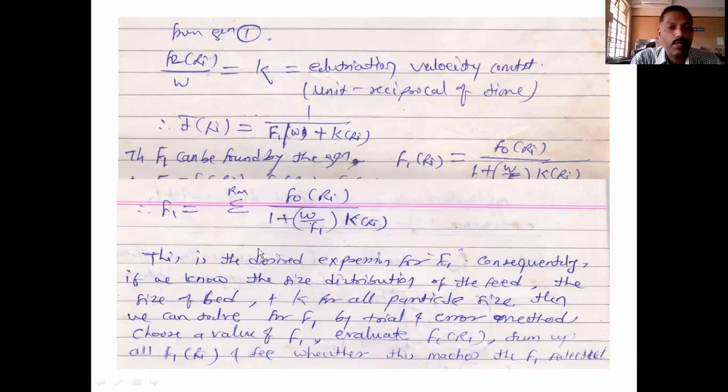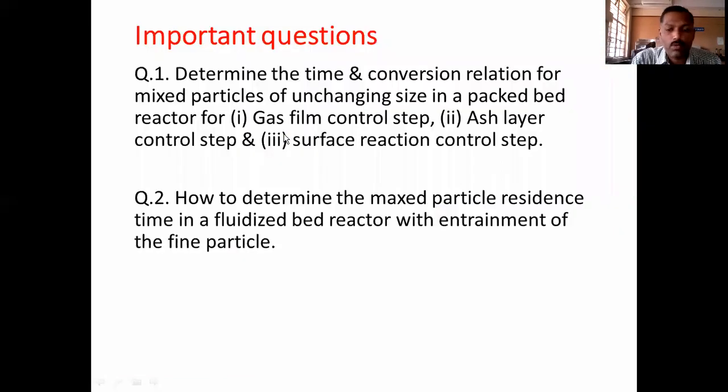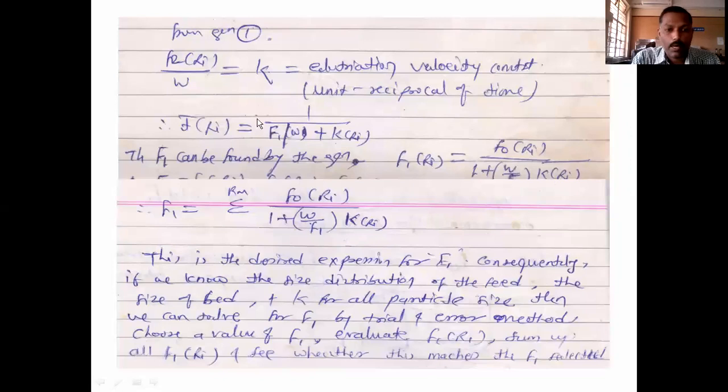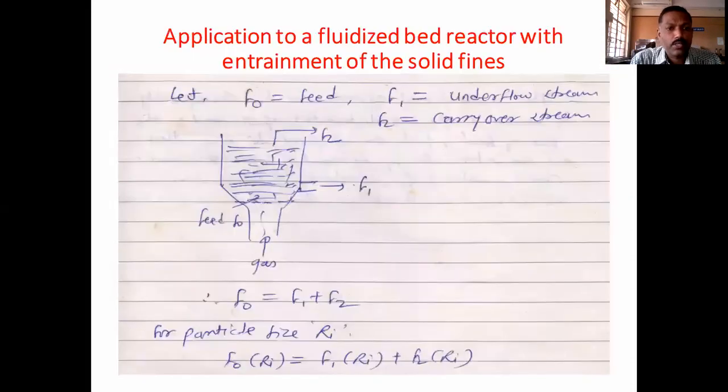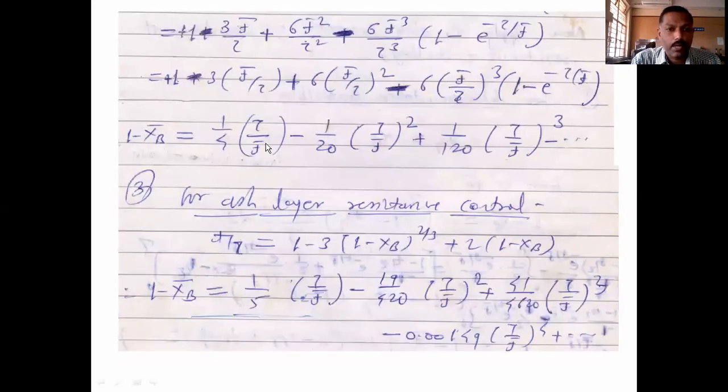Suppose the assumed F1 is equal to this calculated F1, then our assumption is correct. If it is wrong, then we try another F1. We take 600, or we decrease or increase the F1. In this way we can calculate F1. Once you get F1, put F1 in this equation, then we get T bar. Once you get T bar, then apply these equations, T bar here.